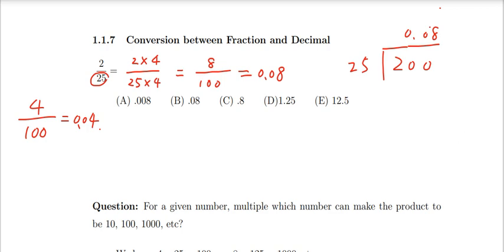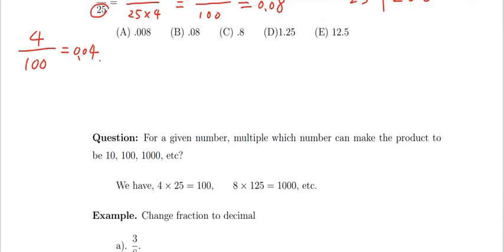So this equals 0.08. Okay, so if a denominator can be easily changed to 10 or 100 or 1000, then we can easily change this fraction to a decimal.